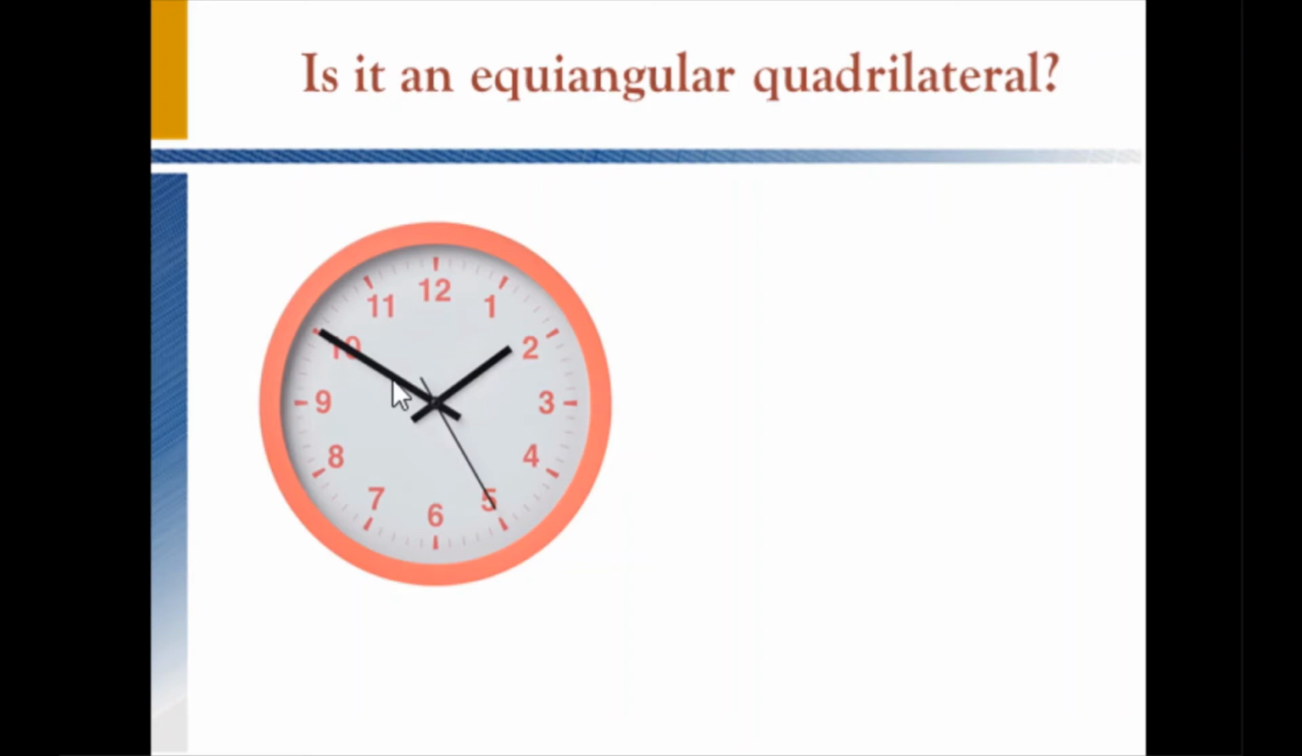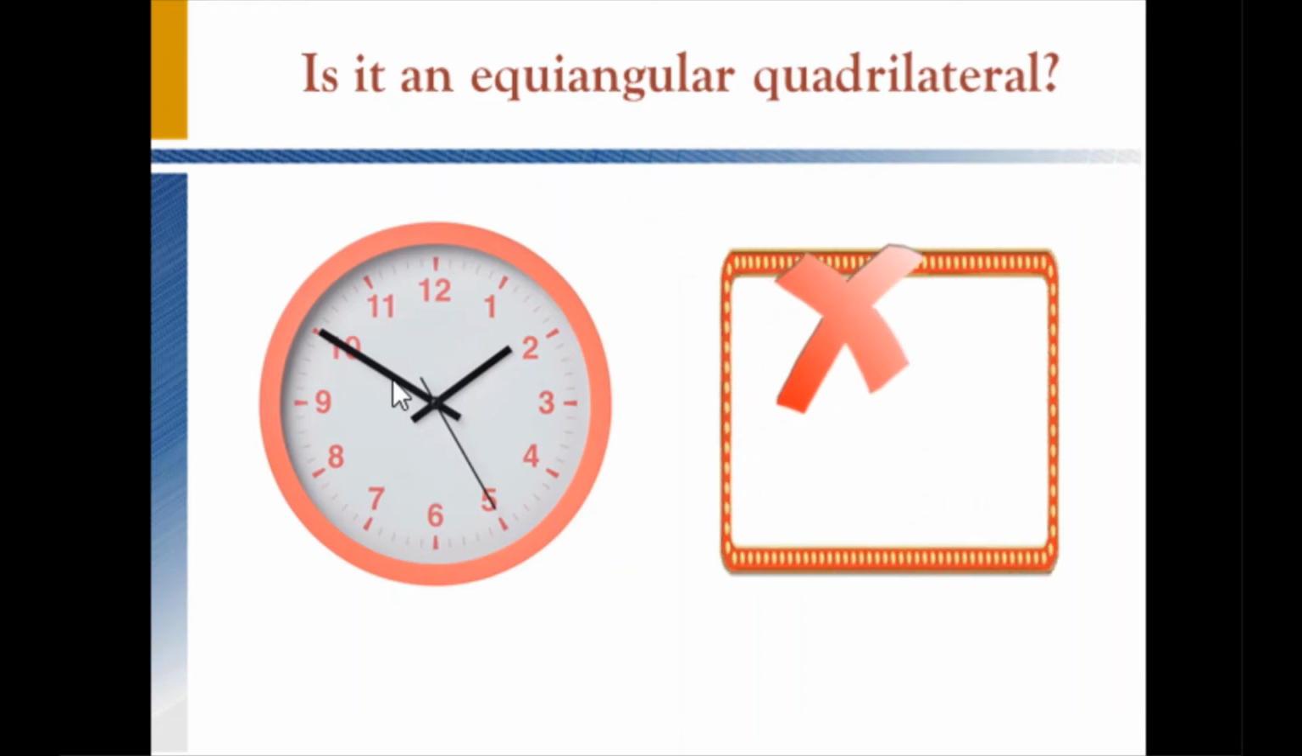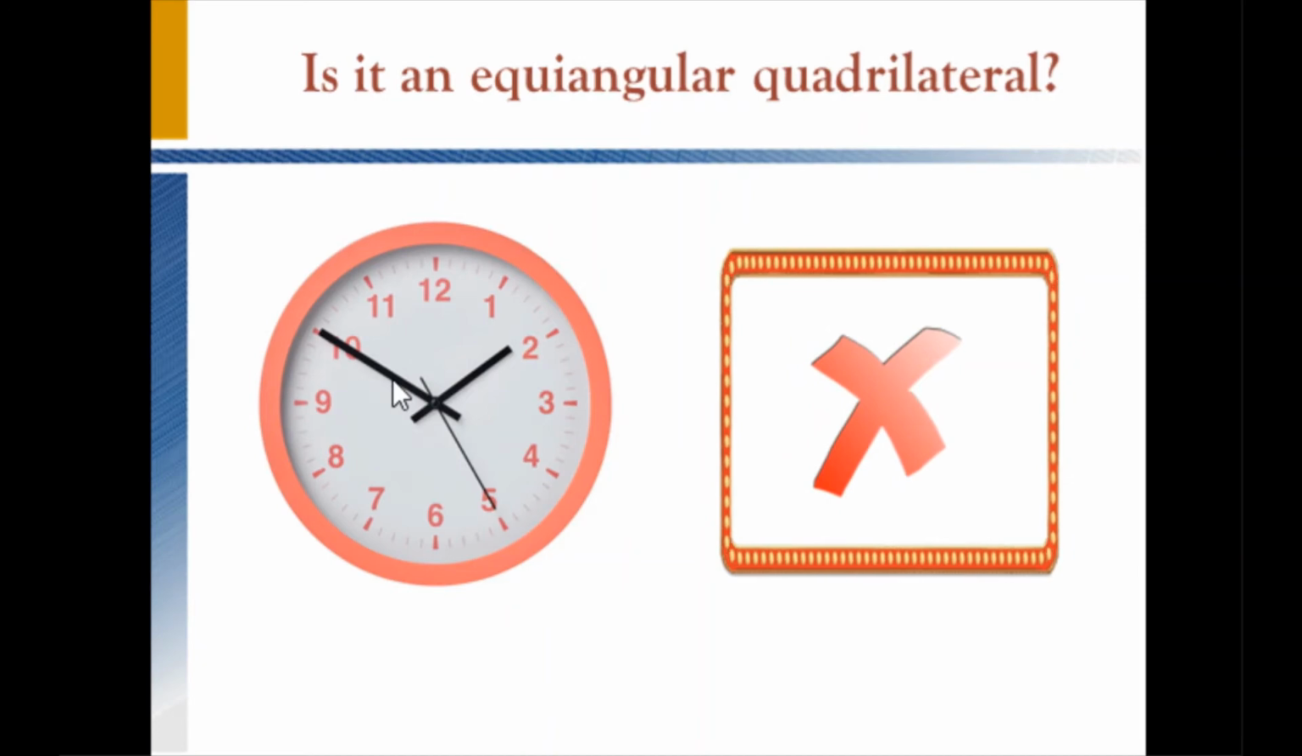Alright, what's your answer? It is not. Very good. A clock is not an equiangular quadrilateral. Why? Because the shape itself is a circle. Good job.